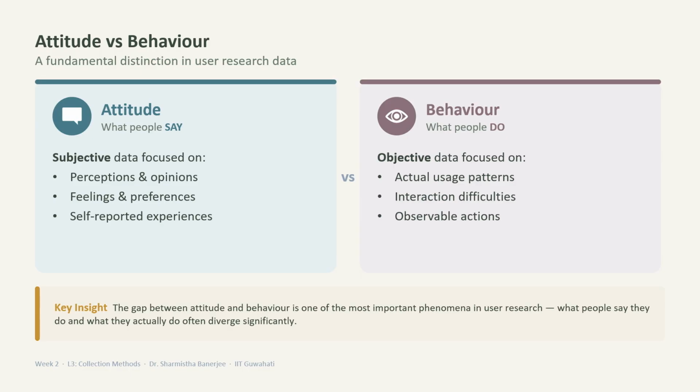So when you are trying to understand attitude, we are mostly doing qualitative research because we are trying to collect this subjective data focused on their perceptions, their opinions, their feelings, preferences and self-reported experiences. When I am trying to do a behavioral study, I am trying to collect objective data focused on their actual usage patterns, their interaction difficulties and their observable actions. So the key insight that I am trying to gather is the gap between attitude and behavior.